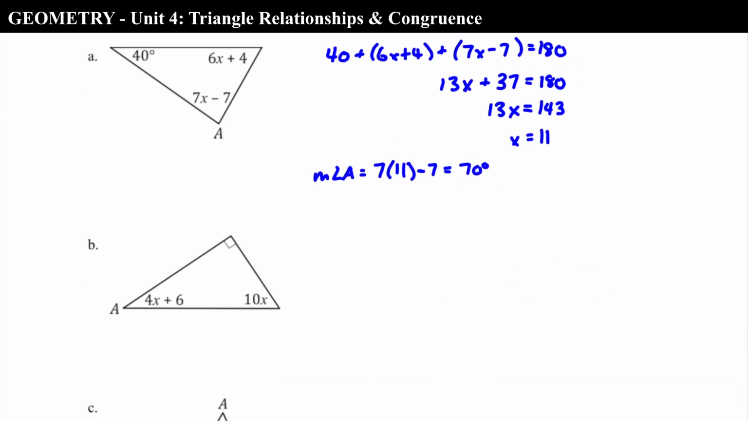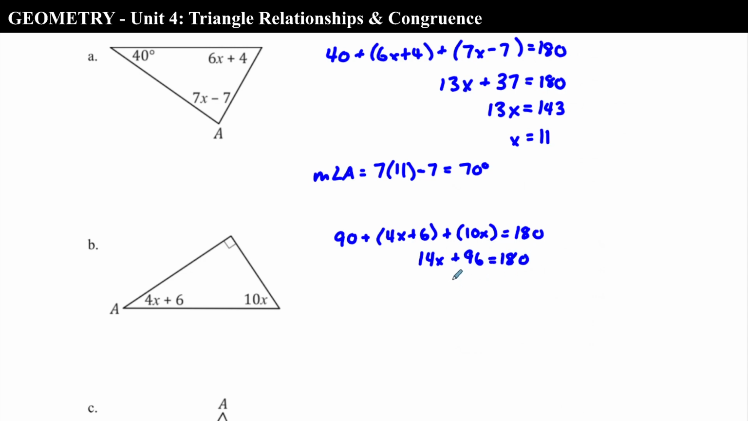All right, let's take a look at example B. Well, we have these 2 angles. We know this one's 90, so again, we're just going to add them all up. We got 90 plus 4x plus 6 plus 10x equals 180. 4x plus 10x gives us 14x. 90 plus 6 gives us 96.